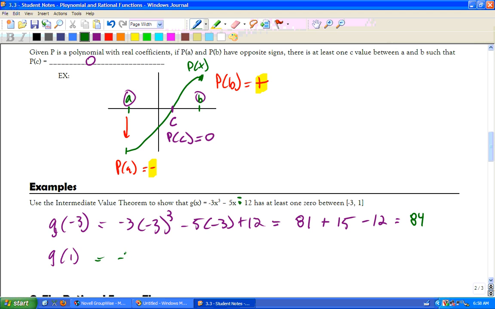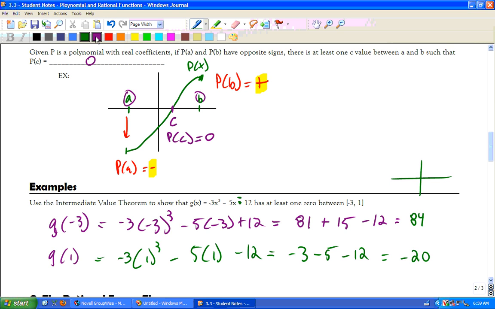g of 1 will be negative 3 times 1 cubed minus 5 times 1 minus 12. That's negative 3 minus 5 minus 12, which equals negative 20. Okay, so what's happening is, even if we don't know what this graph looks like, g of negative 3 is positive 84, g of positive 1 is negative 20, so somewhere in here there has to exist some 0. And that's what the intermediate value theorem says.